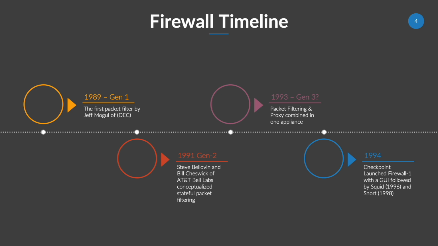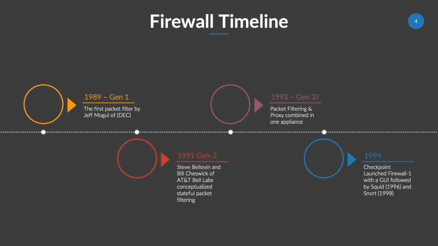A year later, it was Steve Bellovin and Bill Cheswick of AT&T Labs, which is now Lucent Technologies. They came up with the firewall that did stateful packet filtering. In that situation, it's looking at the TCP/IP or UDP session and making a determination whether to let traffic flow. A couple years later, there was a Gen 3 firewall, and that basically combined those two technologies together.